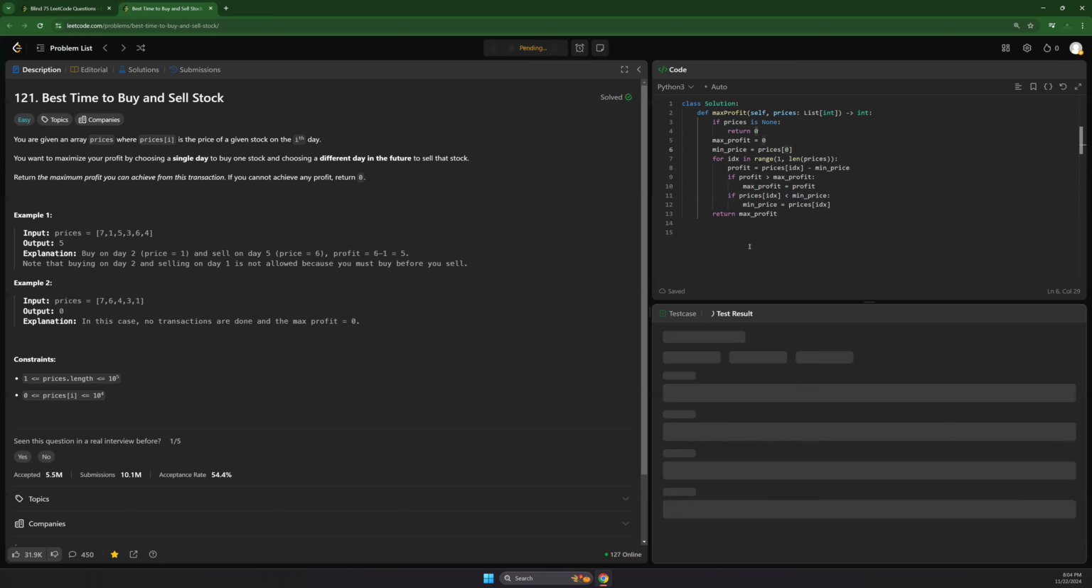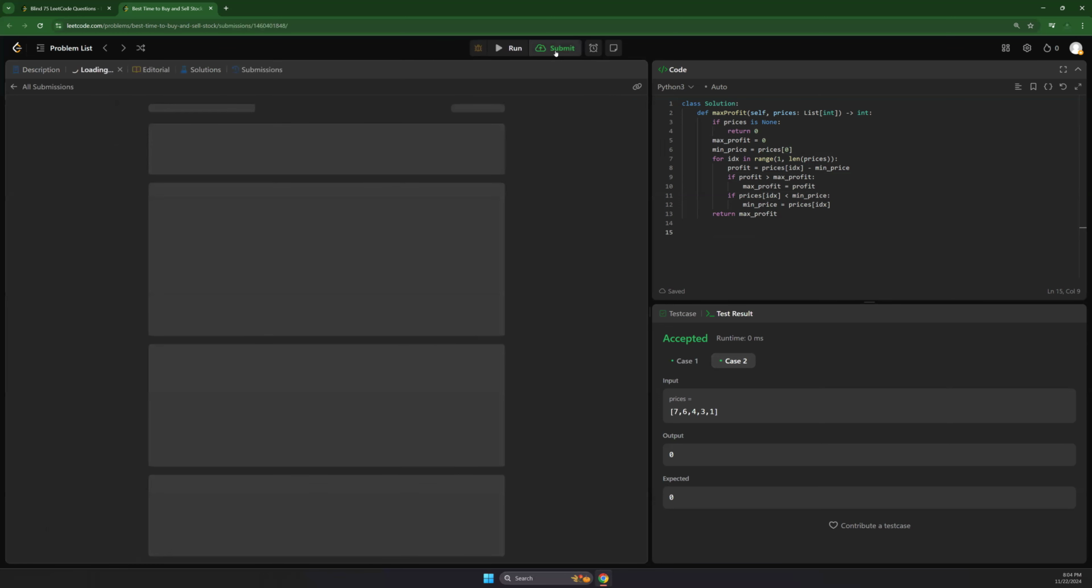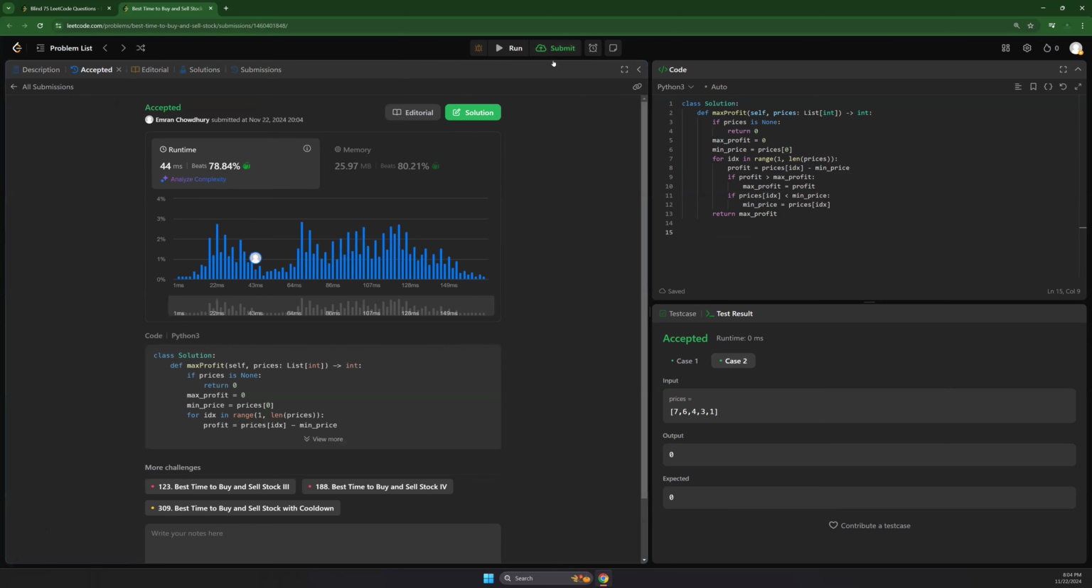So let's run this code and see if there is anything wrong. Yeah, it seems like everything is working. Let's submit this code and see. I think it's good now.